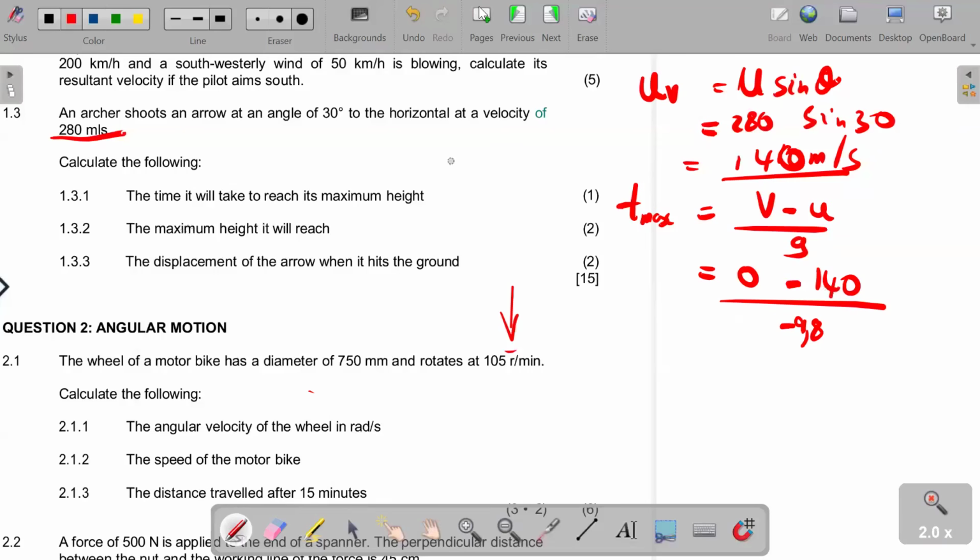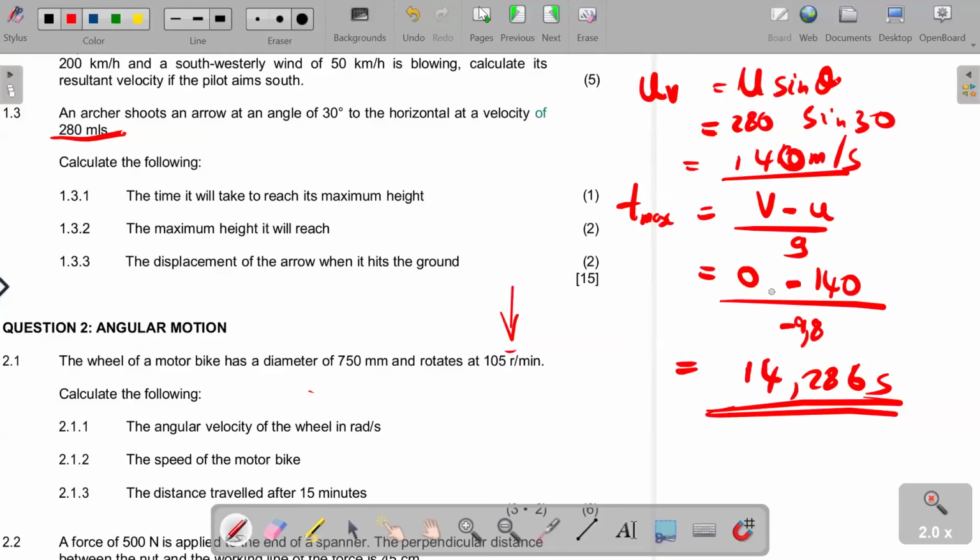Hence, that's why our initial velocity here is going to be negative. So with that in mind, we end up having 14.286 seconds. That becomes our time. There we go. Let's go to 1.3.2.